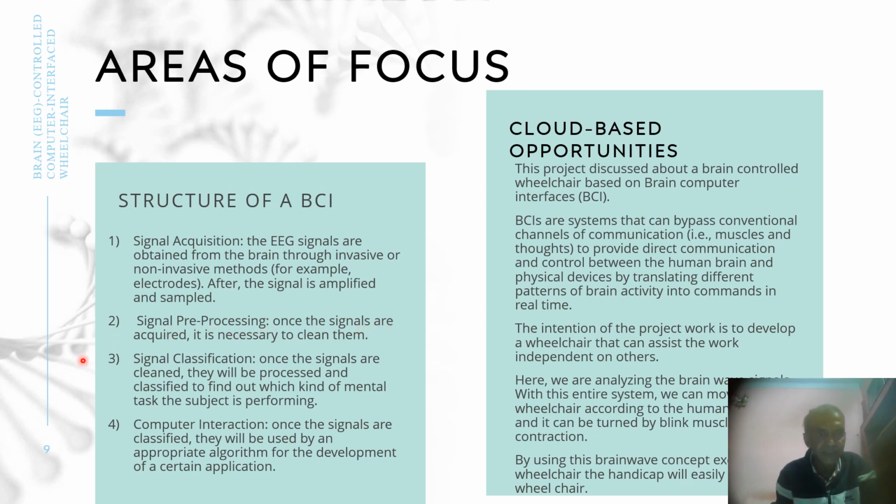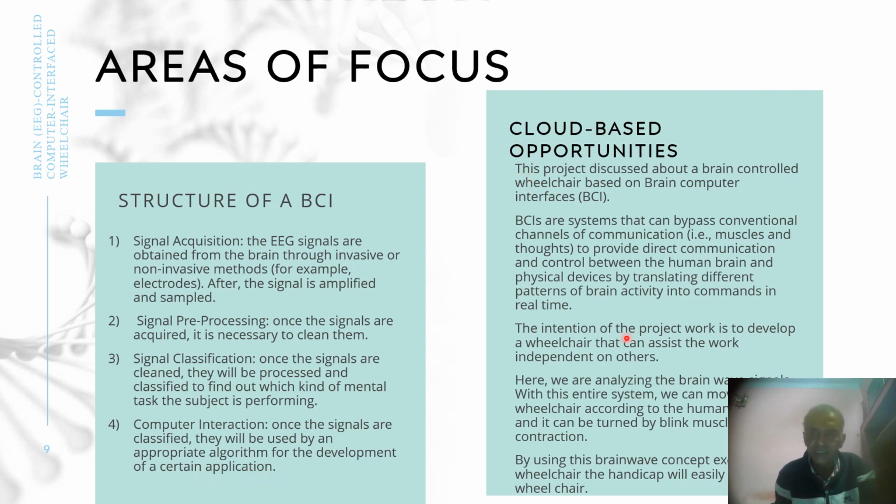Once the signals are acquired, it is necessary to clean them. Third, signal classification. Once the signals are cleaned, they will be processed and classified to find out which kind of mental task the subject is performing. Fourth is the structure of BCI, computer interaction. Once the signals are classified, they will be used by an appropriate algorithm for the development of a certain application.